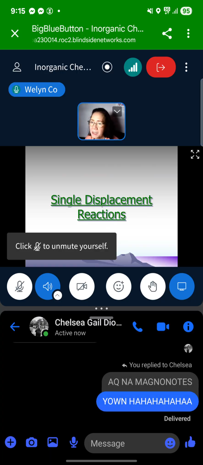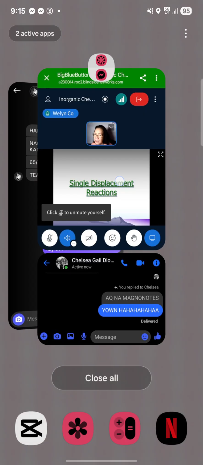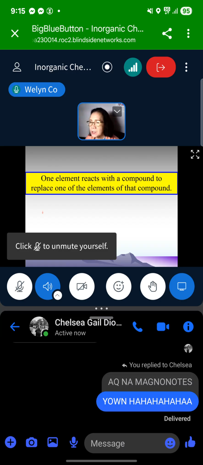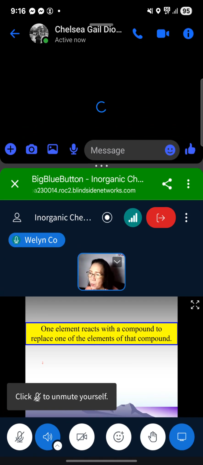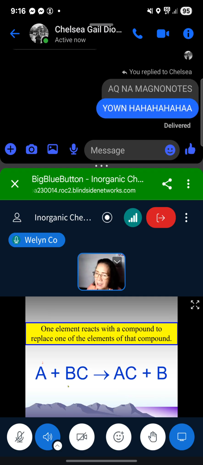This is with the replacement of the lower electronegativity element by that with the higher electronegativity element. So one element reacts with a compound to replace one of the elements of that compound. So that's it. For example, one element reacts. So this, for example, would be the positive ion.